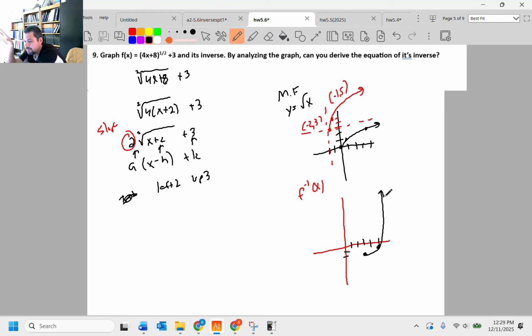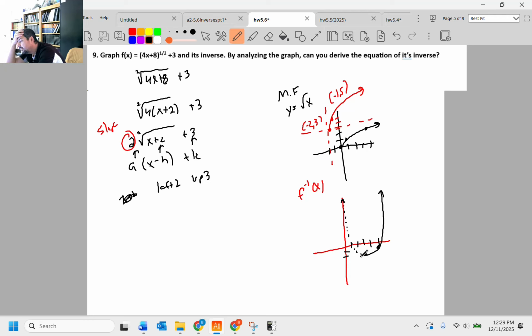It looks something like that. It wouldn't be an arm anymore. It looks something like that. Remember, inverses are opposite, and the opposite of a square root is going to be a square. If you paid attention in class the other day, you learned that we actually throw away half the graph of a square to write its inverse. That's how we do it. So let's take a look at this here.